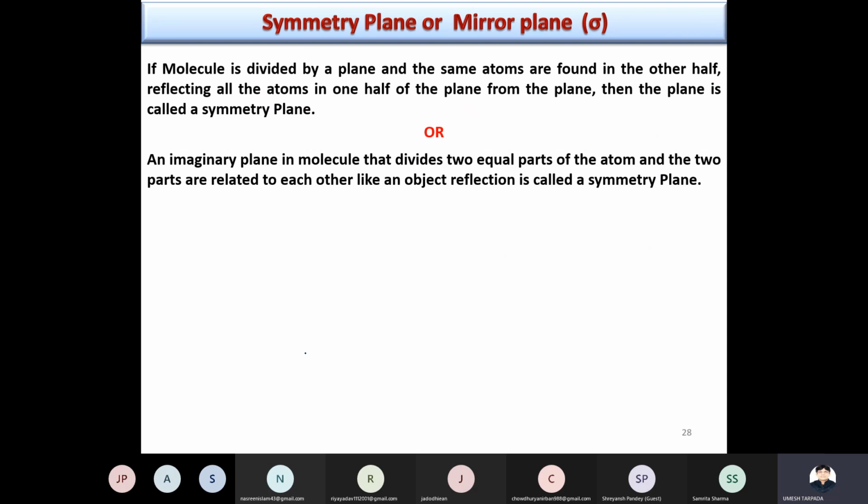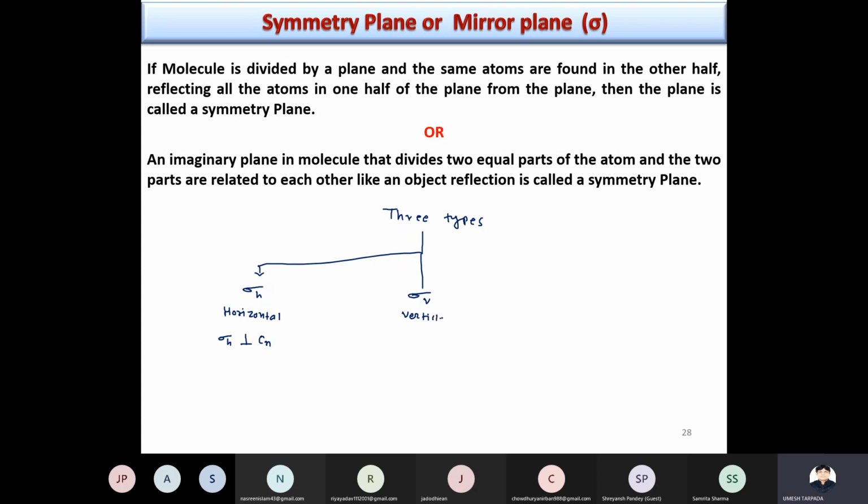Now plane of symmetry, there are 3 types of plane. How many types of plane? See, there are 3 types of plane: sigma v, sigma d, and sigma h. First one is sigma h, that is called horizontal plane. What is the definition of horizontal plane? The plane which is perpendicular to the principal axis. Principal axis you know, that is the highest order axis, passing through the maximum number of atoms. So the plane which is perpendicular to the principal axis is called sigma h.